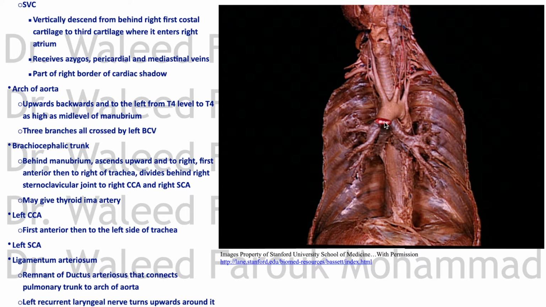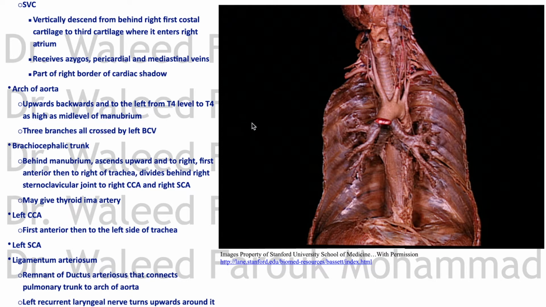And remember when you talked about the cardiac shadow in plain x-rays, it is part of the right border of the cardiac shadow of the heart. It's the superior vena cava. Remember the superior vena cava, then the right atrium. Okay.